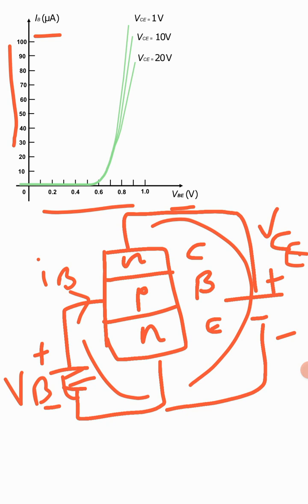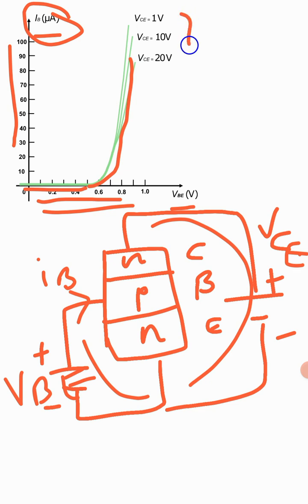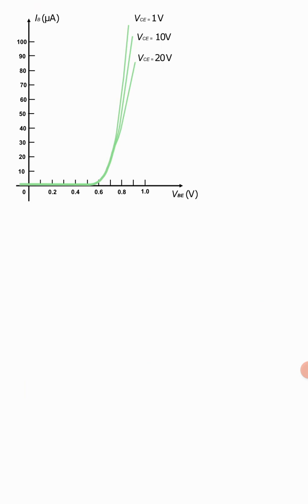So with this condition, we say that for every increment in the input voltage, that is VBE, until it reaches 0.6 volt, the input current IB is essentially 0, and after that it rises to a high level. So for different voltages of VCE, it shows how the input current IB is plotted. Now that is the characteristics for a common emitter configuration.